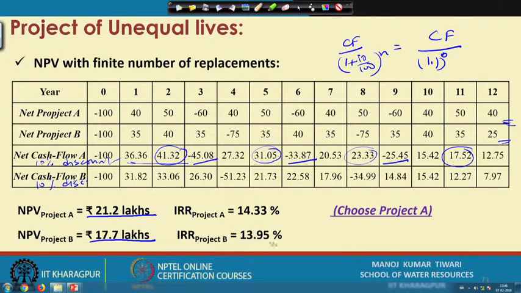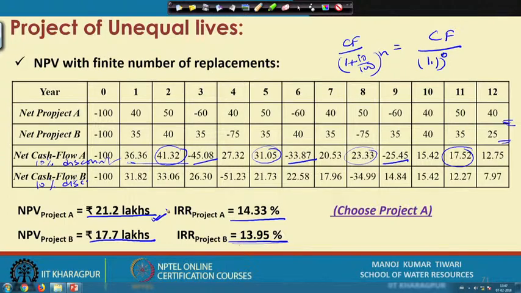So, the IRR is going to remain the same. This was the earlier IRR that we computed anyway. IRR was higher for project A, while net present value was higher for project B when we saw it in the beginning. But now, when we bring them to equal lifespan, we see that even net present value is higher for project A and not for project B. So, project A has higher net present value as well as higher IRR. So, we can choose project A.